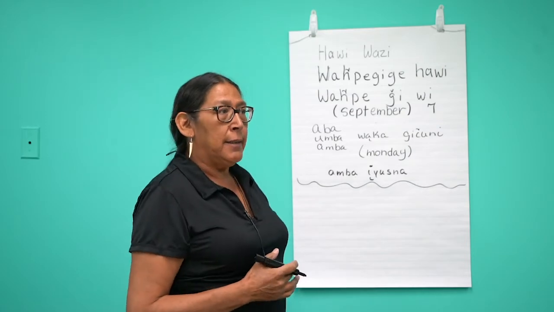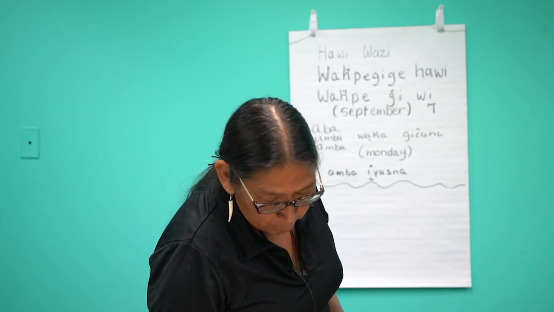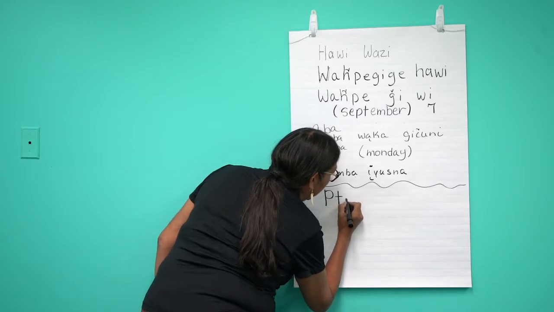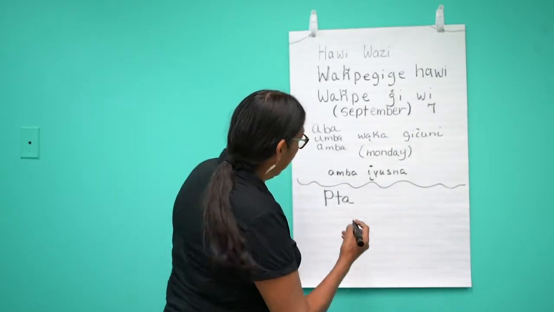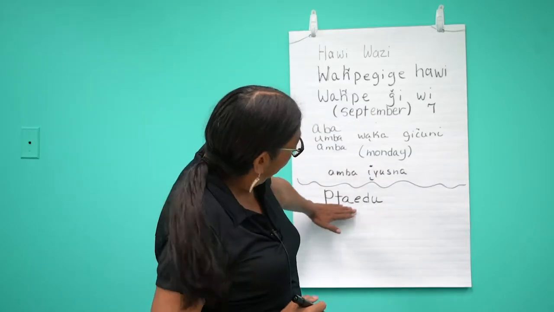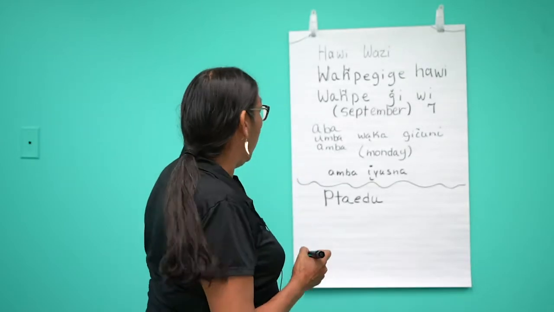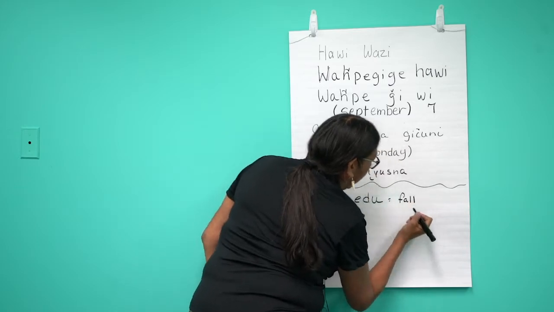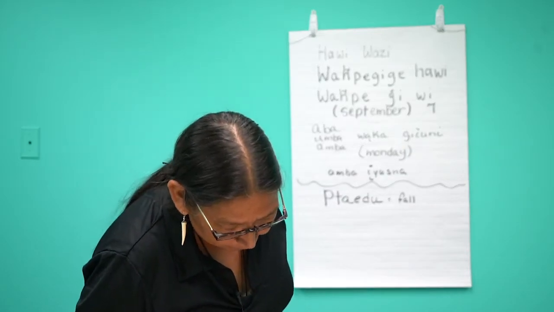Right now it's Chtedu, and it's fall, and it's spelt like this. Chte. Make sure I spell it. I guess it doesn't really matter how I spell it. Do. Chtedu. I know that's hard. Chtedu. And that is the fall, and that's right now, the yellow leaf month. Leaves are turning yellow. Fall. The fall weather is here.